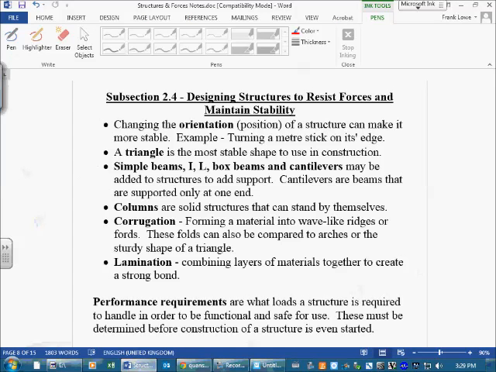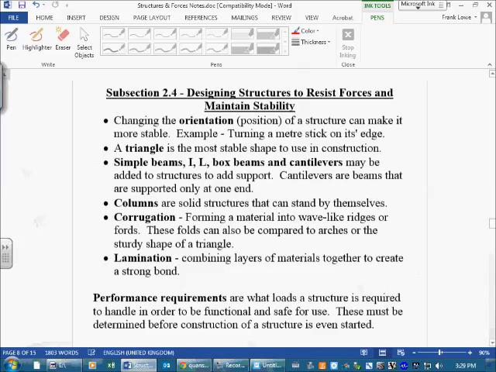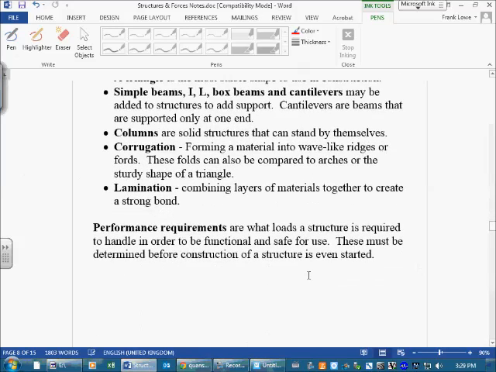Okay, let's go back here. We got columns, we got corrugated. Lamination. Lamination is just combining layers of material together to create a stronger bond. And those materials that we stick together like that, they end up being quite strong, right? But it's combining layers of anything. So you paint a wall, now you've just strengthened that wall by adding another layer to it. Yes, laminating paper makes that paper stronger, more stable. You look at any kind of countertop material being placed on top, that's laminating.